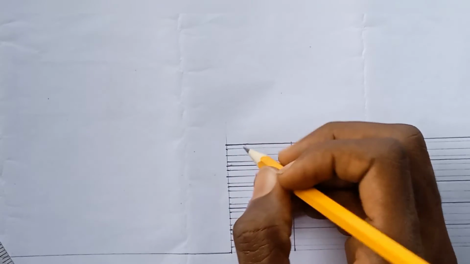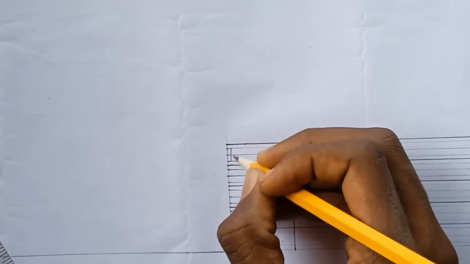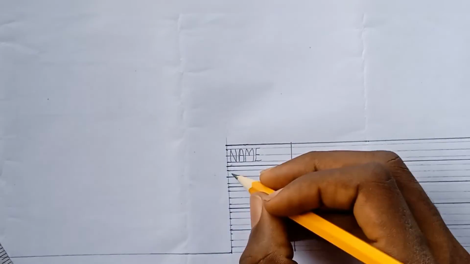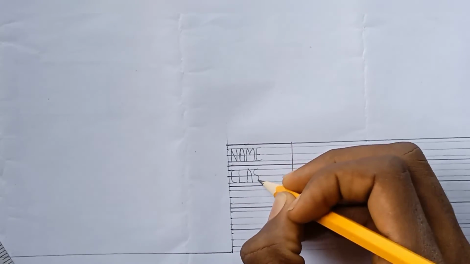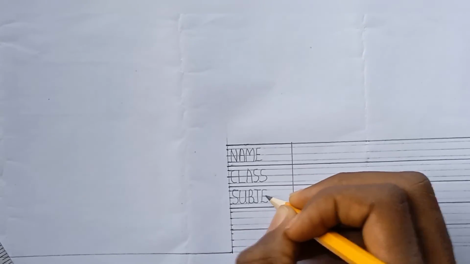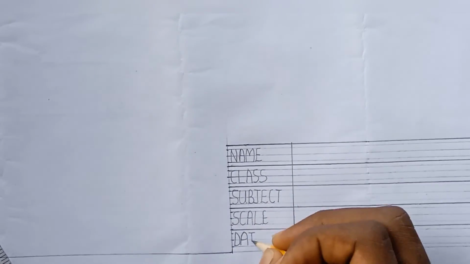Alright, so now this is how you will letter them. You follow this lettering line. So on the first, okay. Alright, so name, class, subject, scale, and date. These are the five basic things that need to be added to our title block.